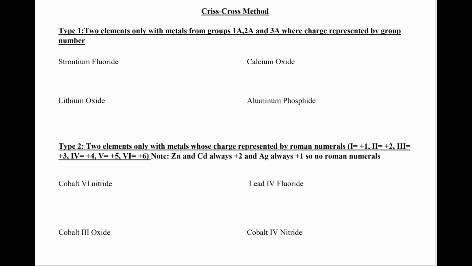The crisscross method, a way of writing chemical formulas. So what exactly is a chemical formula? Well, you guys have all heard of salt, and you probably know that NaCl is what makes up salt. That's a chemical formula. It's basically the symbol form of a chemical name. So sodium chloride is simplified to NaCl.